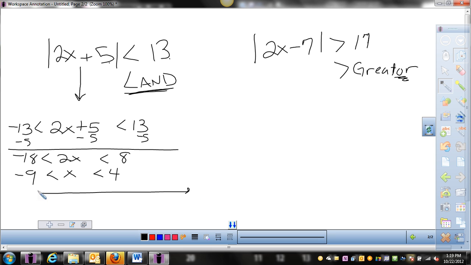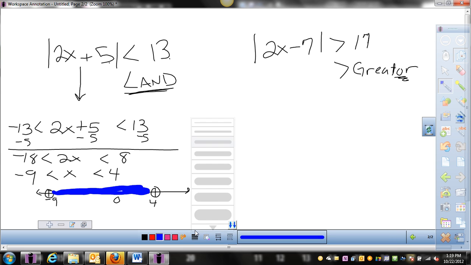So negative 9 is less than x is less than 4. You can have your number line here. We'll put negative 9 way down there, 0, 4. Open circles, both at 4 and negative 9. And since the x is in the middle, we shade in the middle, like so. Okay? That's an and problem because the original was a less than.